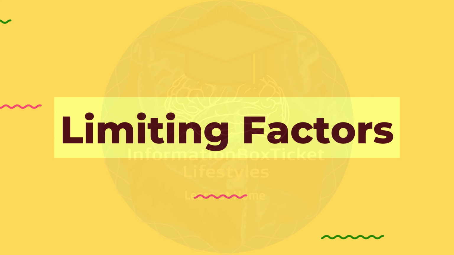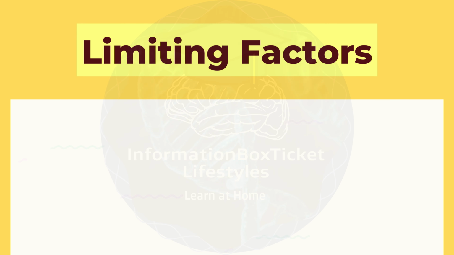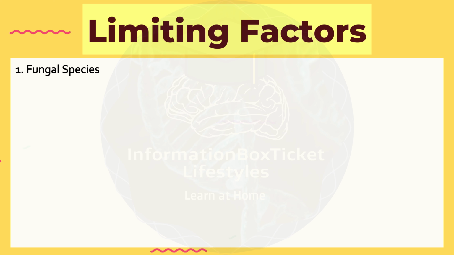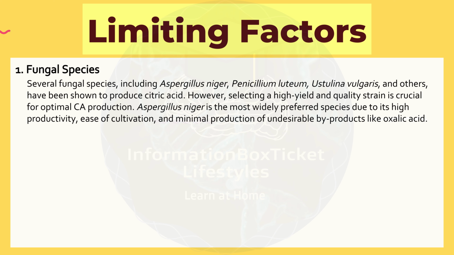Limiting factors in citric acid production. First, fungal species. Several fungal species, including Aspergillus niger, Penicillium luteum, Ustelina vulgaris, and others, have been shown to produce citric acid. However, selecting a high-yield and quality strain is crucial for optimal CA production. Aspergillus niger is the most widely preferred species due to its high productivity, ease of cultivation, and minimal production of undesirable byproducts like oxalic acid.